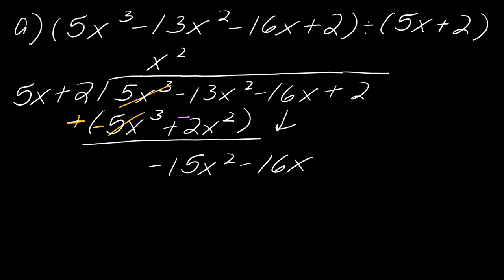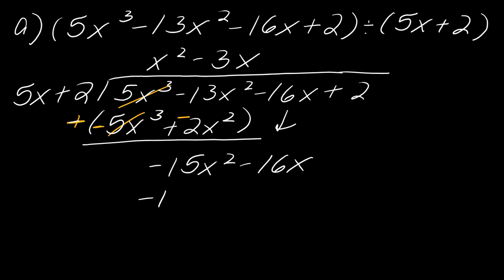So now what do I need to multiply 5x by to get to negative 15x squared? And again, pause the video if you need to think about it. So this will be minus 3x. So let's repeat the process. Negative 3x times all this. Go ahead and finish that step. Hit play when you think you are ready.